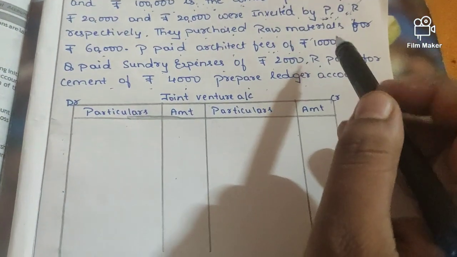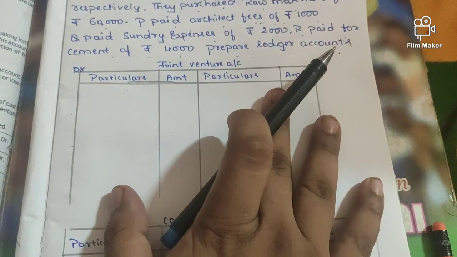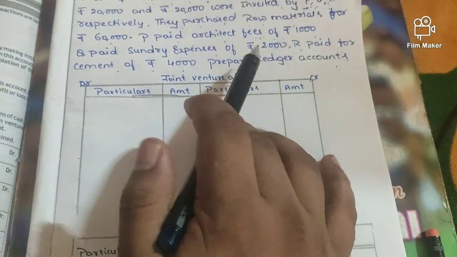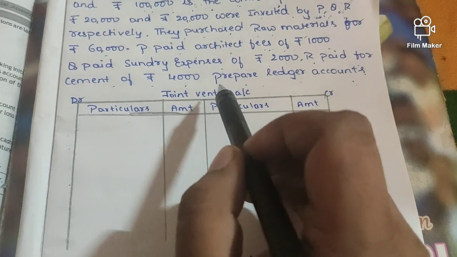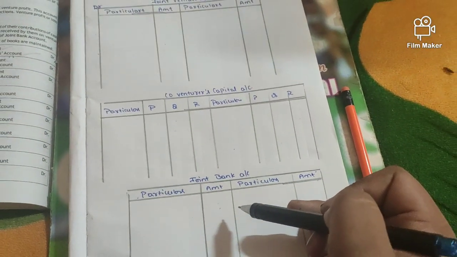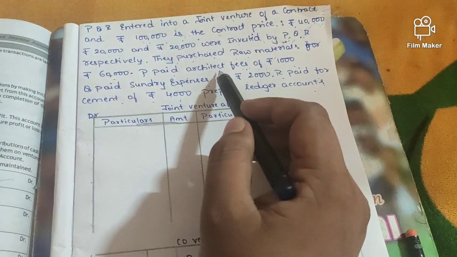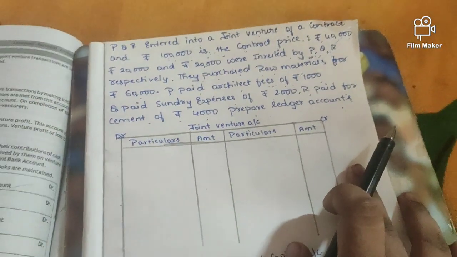Okay, the simple problem which asked me 14 marks. Now I'll explain that. I have already noted the column and made a column for the 3 accounts, because we will prepare the ledger accounts, that is joint venture account, co-venture capital account and joint bank account. These are the 3 major accounts which we're going to prepare when they ask the question when separate set of books are maintained. Now let us go with each entry.